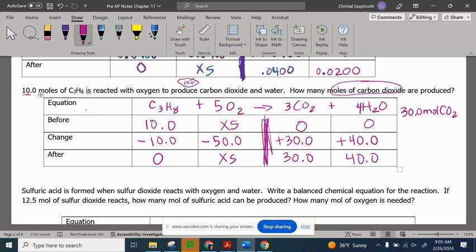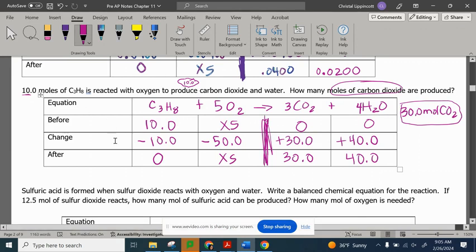Ray? How did you know to put 5 as coefficient here? Yes. Just balance my equation. That's chapter 9. So I had 6 oxygens here and 4 oxygens here. 6 plus 4 is 10. I needed 10 oxygens over here. All right, any other questions on that guy?